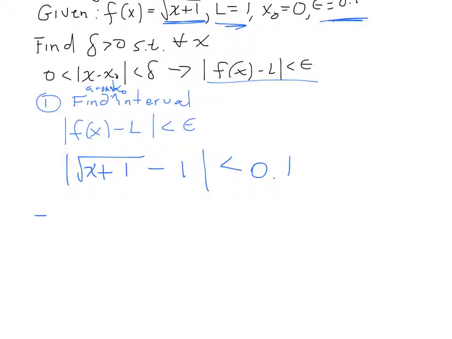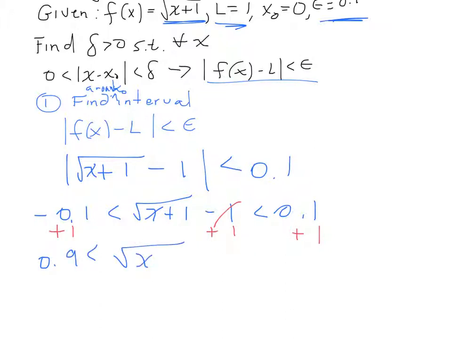So I do the minus 0.1 less than square root of x plus 1 minus 1 less than 0.1. All I did was get rid of the absolute value signs. Okay, I'm just trying to solve for that middle. I'm solving an inequality for x is all I'm doing. And so I have my 0.9 less than square root of x plus 1 less than 1.1.